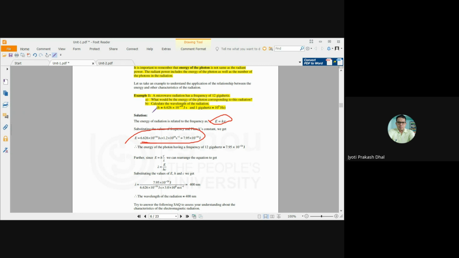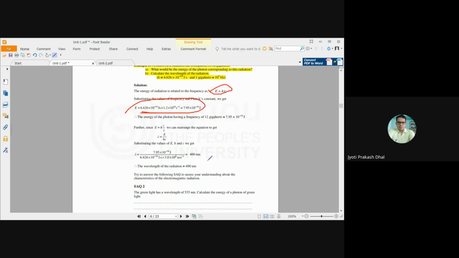And then second, calculate the wavelength of the radiation. The frequency is given, so we have calculated the energy. We know that E equals hc by lambda, or lambda equals hc by E. We put the value of Planck's constant, then the value of c, that is the velocity of light, and we can find out the wavelength of the radiant energy is 400 nanometer.